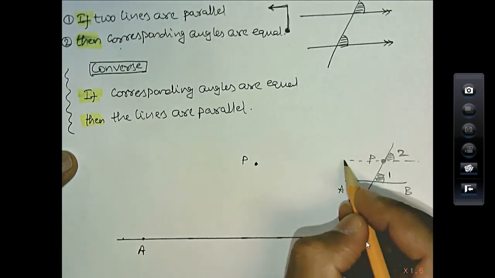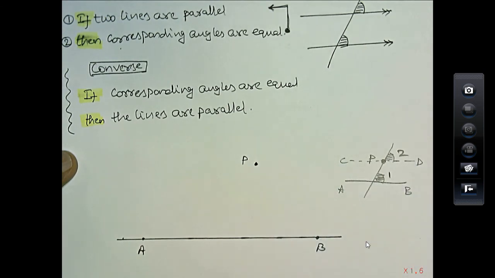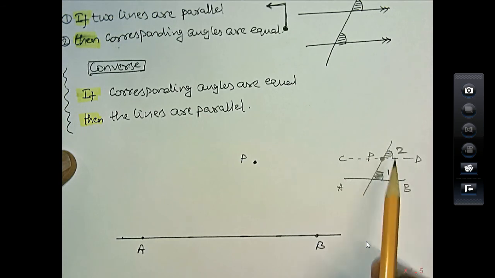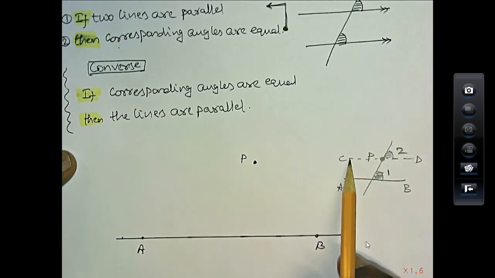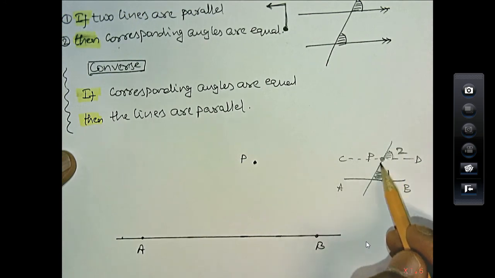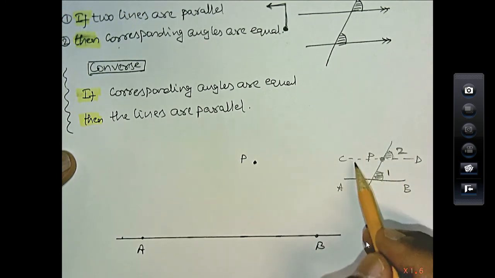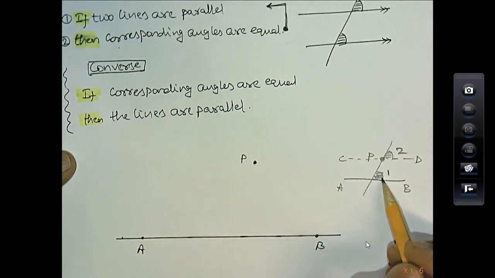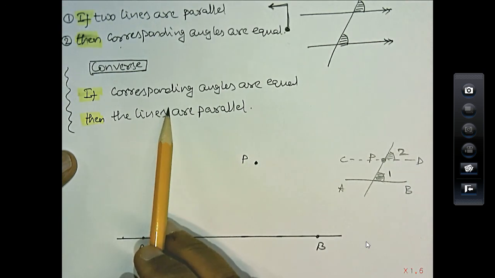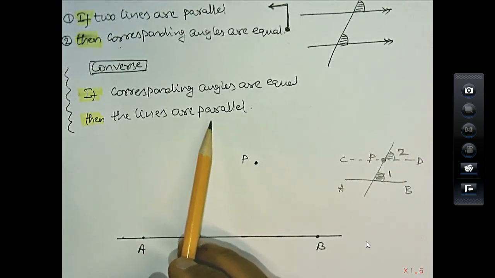Let me name it as CD. If angle 1 equals angle 2, then AB will be parallel to CD. Right? So, if there is a transversal and if I'm able to construct these two equal angles, then this line will be parallel, right? That's what the converse says. If corresponding angles are equal, then the lines are parallel.